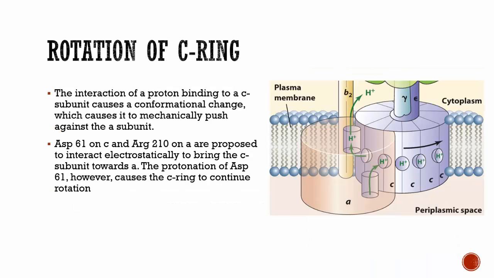Rotation of the C ring against the A subunit is driven by the interactions of an aspartic acid residue on the C subunit and an arginine residue on the A subunit. In the absence of a proton, these two residues form electrostatic interactions that bring the C subunit towards A. However, as the proton enters into the C subunit, it binds to that aspartic acid residue, neutralizing the electrostatic interactions and allowing the next deprotonated C subunit to be attracted to the A unit and driving the incremental rotation.